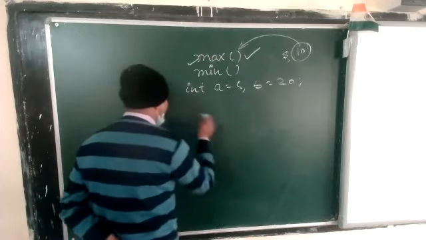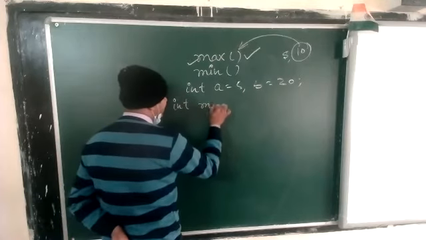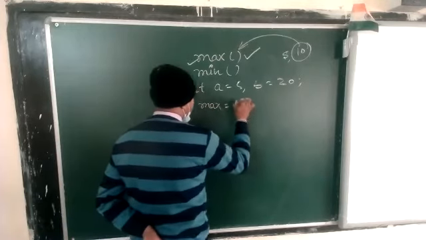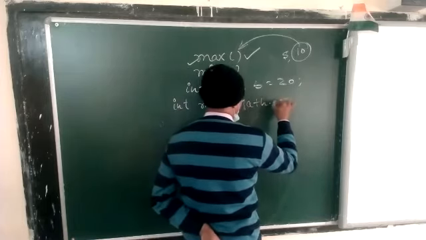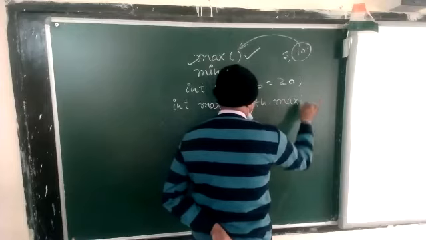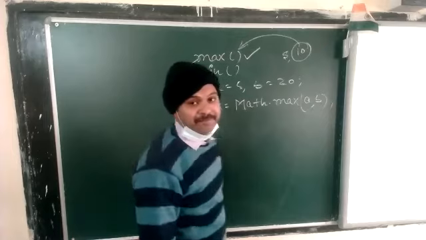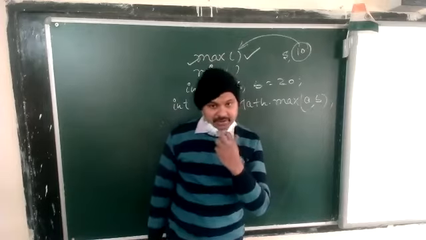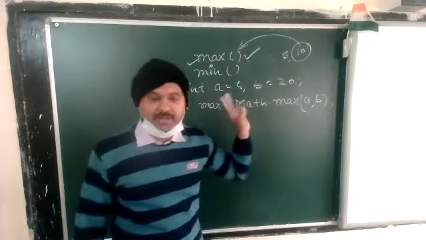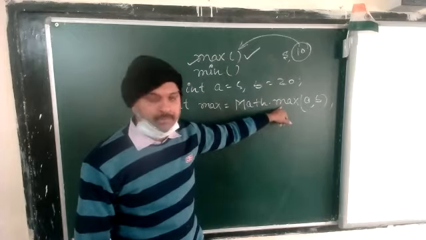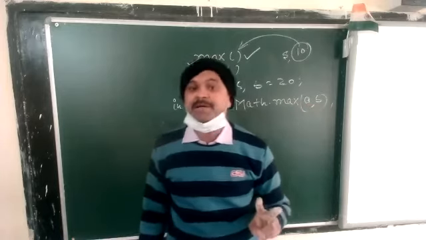Since they are integer type, I need to write int here. You can write max equals Math.max(a, b). And one more very important thing, I have seen every year that you make a mistake. You cannot pass more than two parameters to this max function, because in the definition it is given that only two parameters at once can be passed.